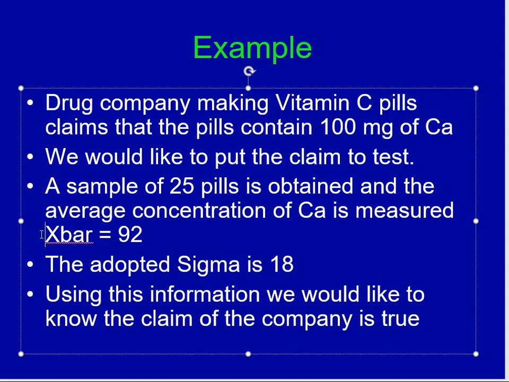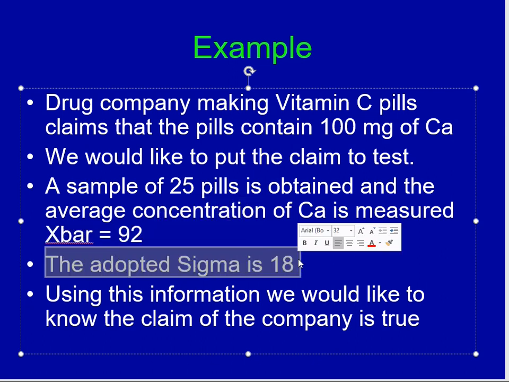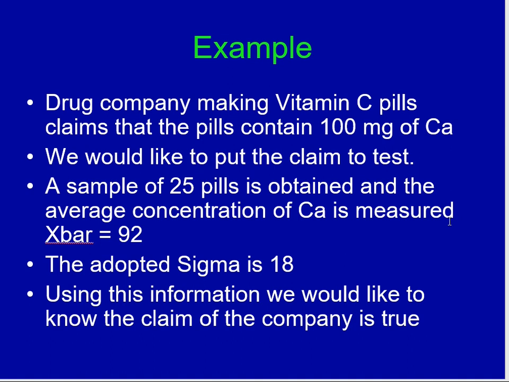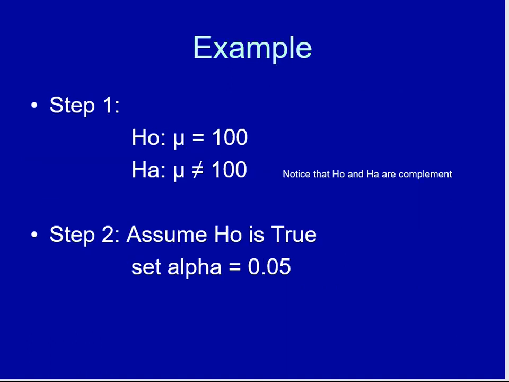We observed an X bar of 92, and we're willing to adopt a sigma of 18. Using this information, we would like to know if the claim of the company holds or does not hold. Okay? All right, so let's see how we can test that hypothesis.